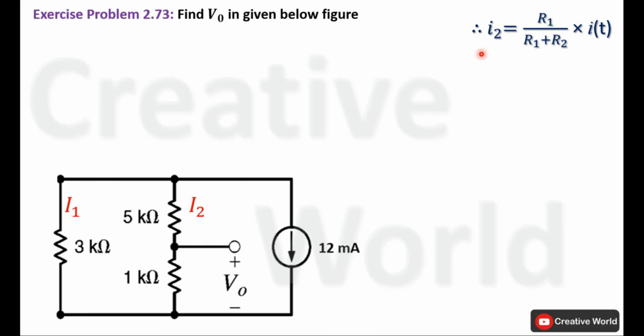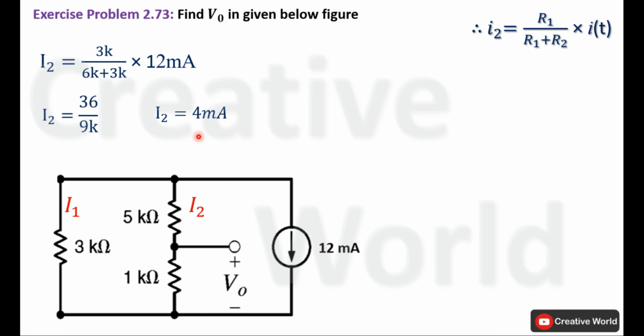Place values inside this equation. I2 is equal to 3K divided by 6K plus 3K multiplied by 12 milliampere. Take the product of 3K and 12 milliampere. It will become 36 only. K will cancel out with milli. And the sum of 6K and 3K will become 9K. Now divide 36 by 9K. The value of I2 will be 4 milliampere.